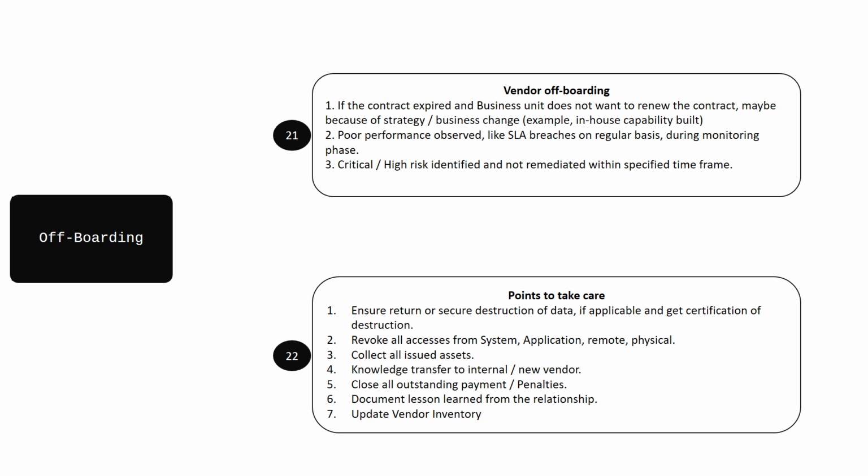Conduct a knowledge transfer to internal teams or the replacement vendor. Settle all outstanding payments or penalties. Document lessons learned from the relationship to improve future engagements. Finally, update the vendor inventory to reflect the termination. Vendor offboarding closes the life cycle in a structured, risk-aware manner, protecting the organization from residual dependencies or exposures.